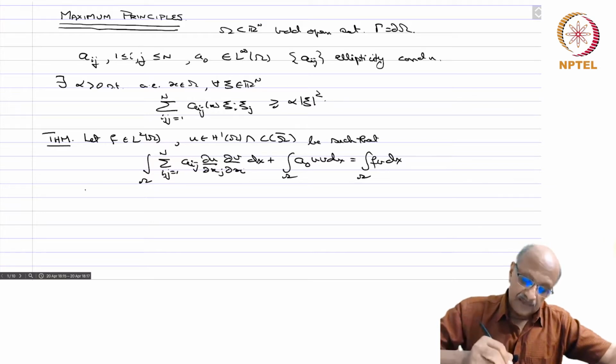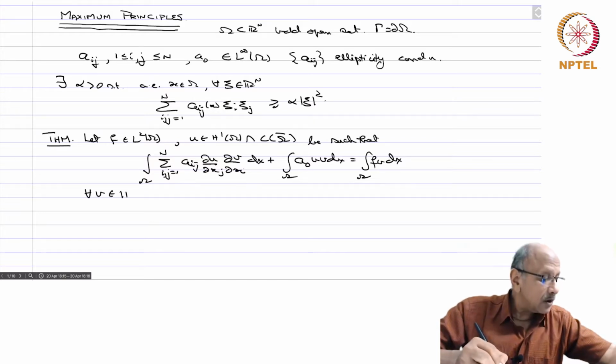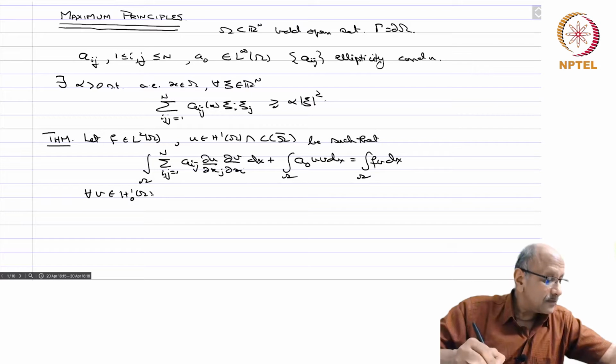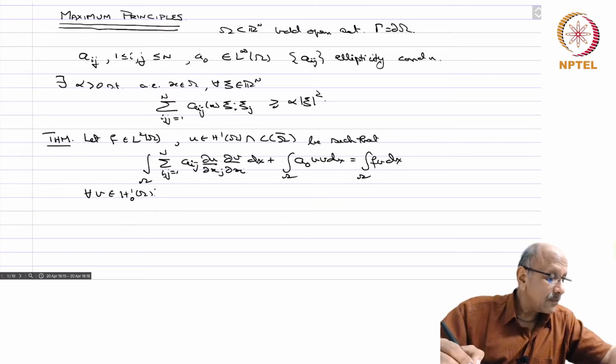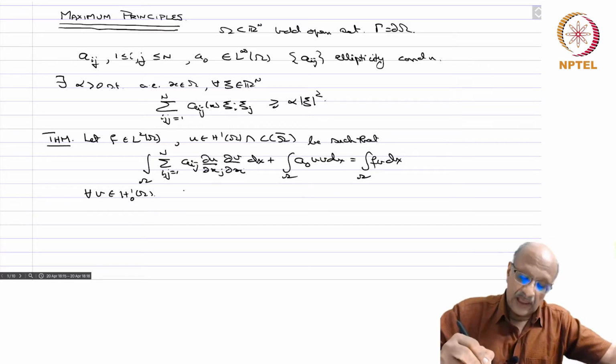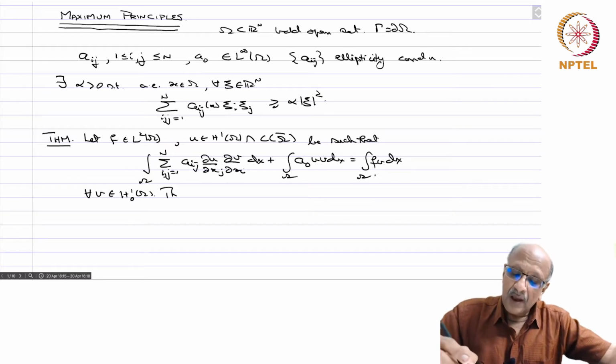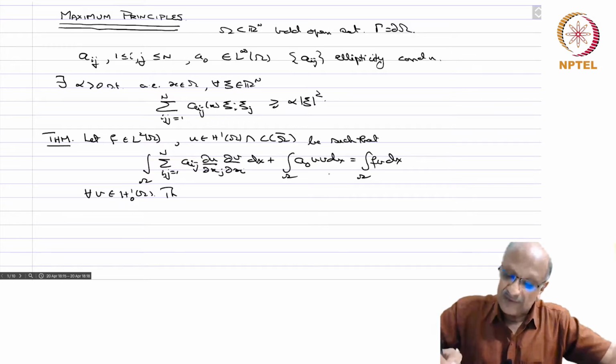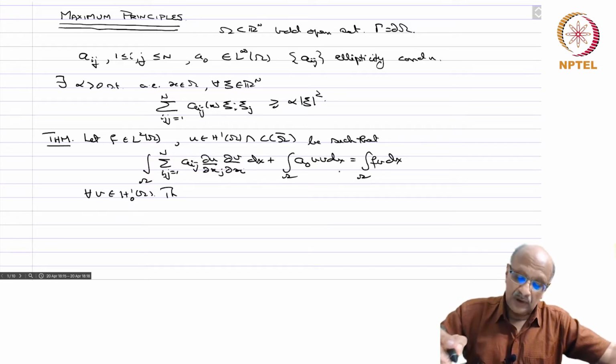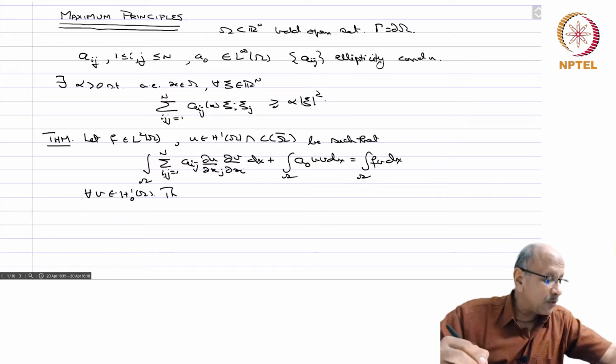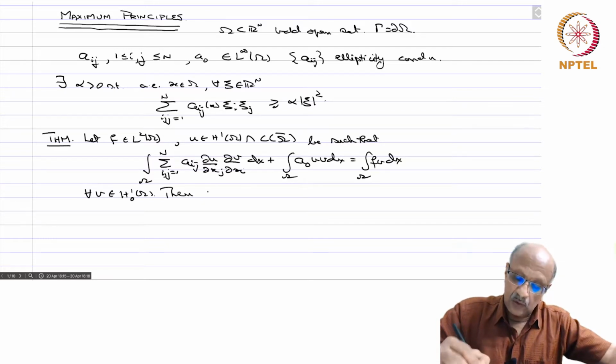This should be satisfied for every v in H1_0 of omega, because in the sense of distributions this means that the corresponding differential operator is equal to f, and because D of omega is dense in H1_0 of omega. That is all that we are saying, and we are not saying anything about the boundary condition. So, that is why we have put this condition. Then the following hold.